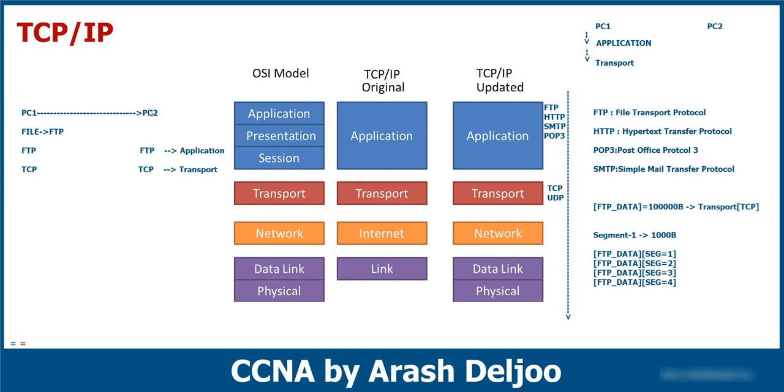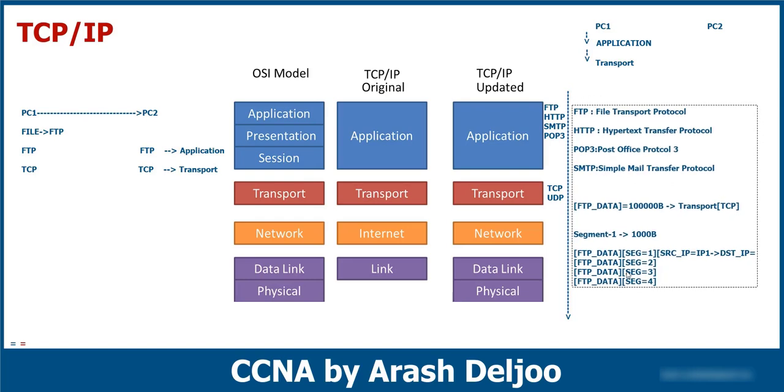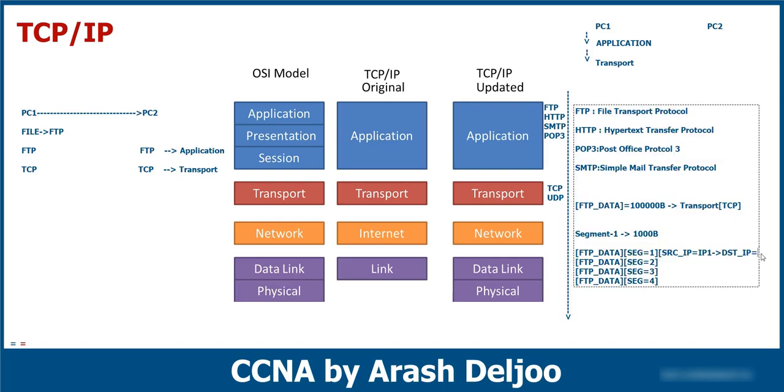Okay, after that, after segmenting the traffic, we need to assign addresses to this traffic. You know that we need a source IP and a destination IP in each segment. For example, in segment 1, we need to assign the source IP as the IP of PC1. Let me call it IP1, and the destination IP is, for example, IP2. IP2 is the IP of the destination, the IP of PC2.